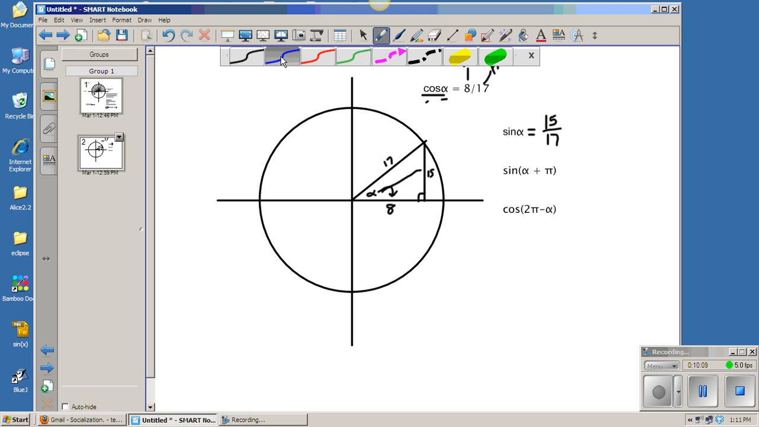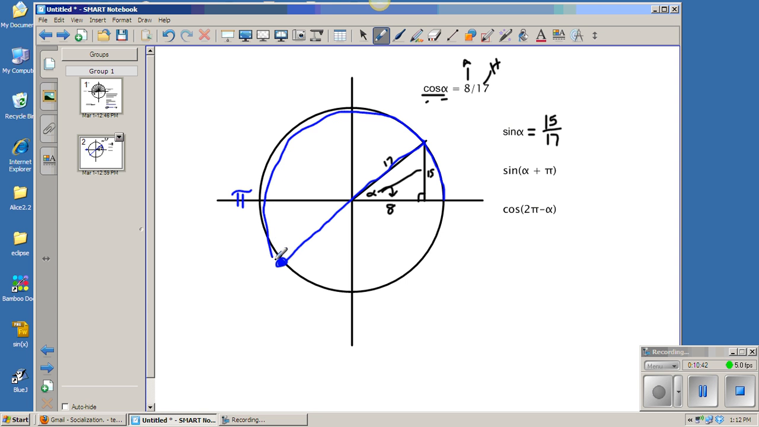Next problem. Sine of alpha plus pi. Remember, pi is a halfway trip around the circle. So now if I go alpha, I'm up here, and now I have to go exactly halfway from that point around the circle. To do that, I'd end up right here. So I went alpha, and now I'm going to go pi radians around the circle. Just use your imagination, pretend that matches up. And notice that I still have an angle of alpha here.